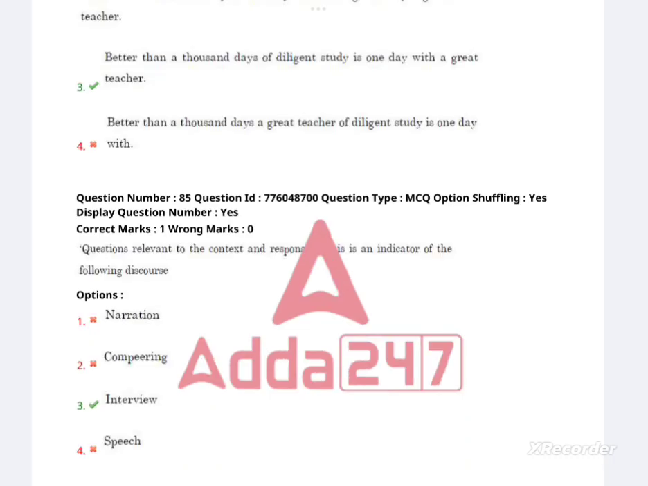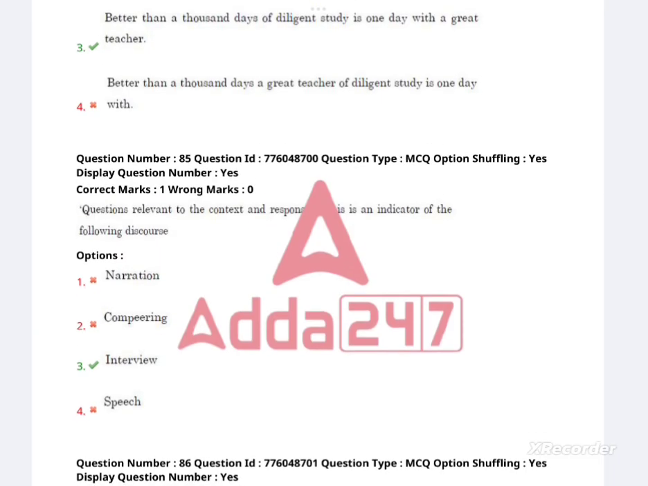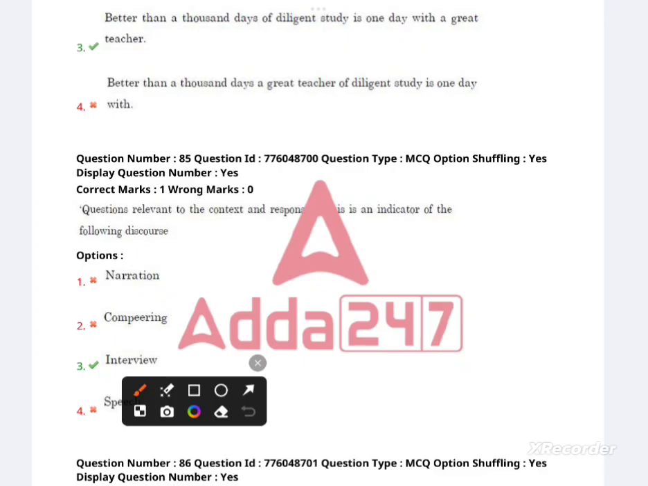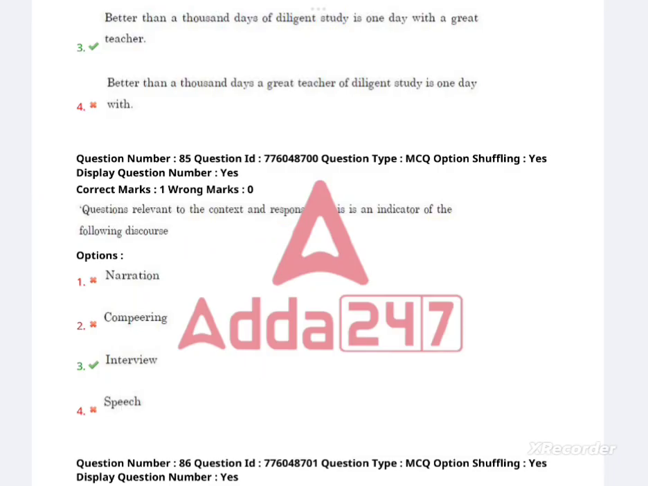Here the first question is: questions relevant to the context and respond. This is an indicator of the following discourse. Our options are narration, comparing, interview, and speech. And the correct option is interview. Questions relevant to the context and response are an indicator of interview.